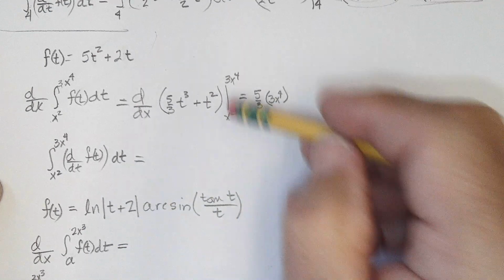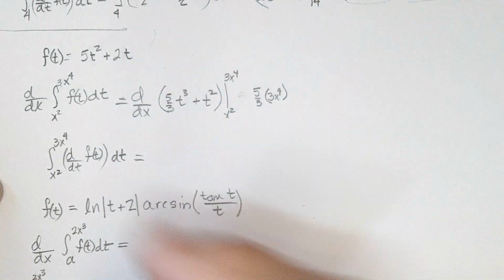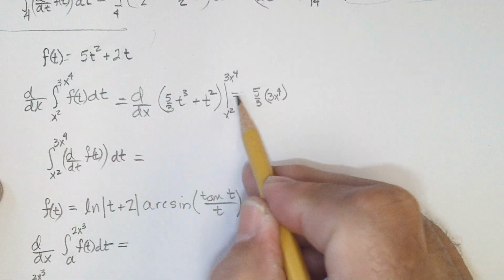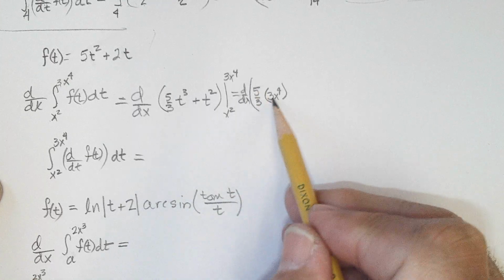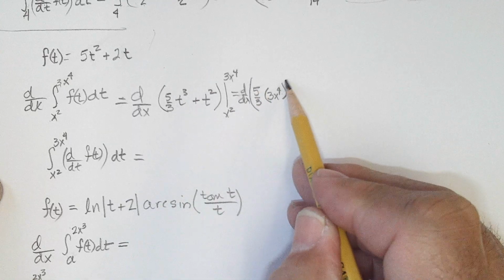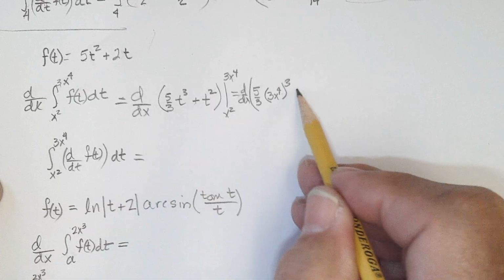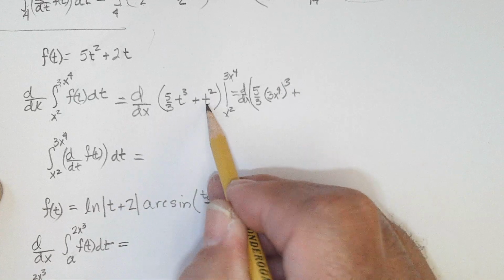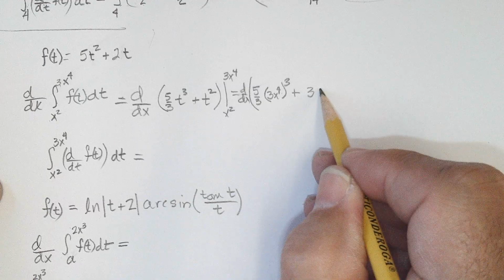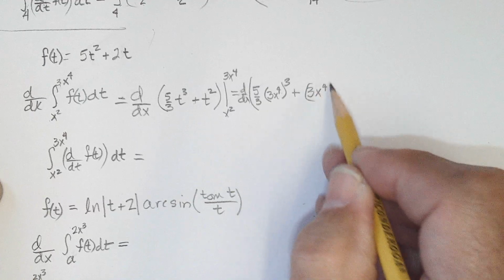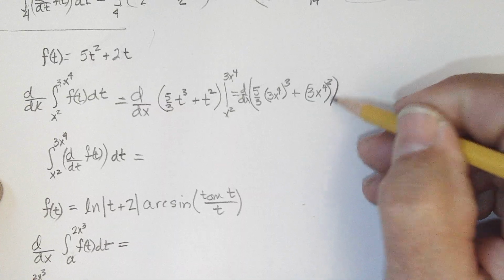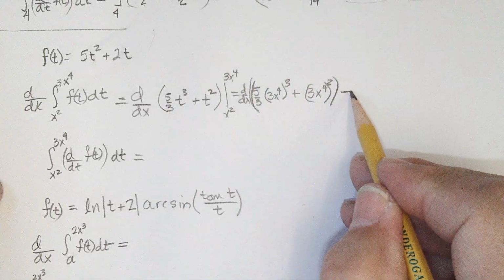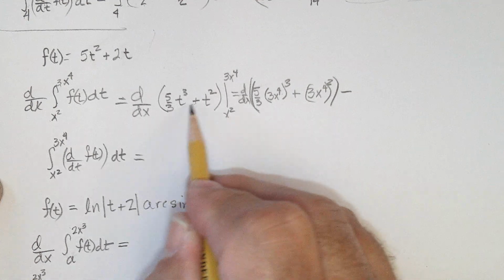Oh, I forgot to put in, haven't done the derivative yet. 3x to the 4th to the 3rd plus putting 3x to the 4th in for the t squared. So I've got this, and I got to subtract. Now I got to put in x squared in for these.